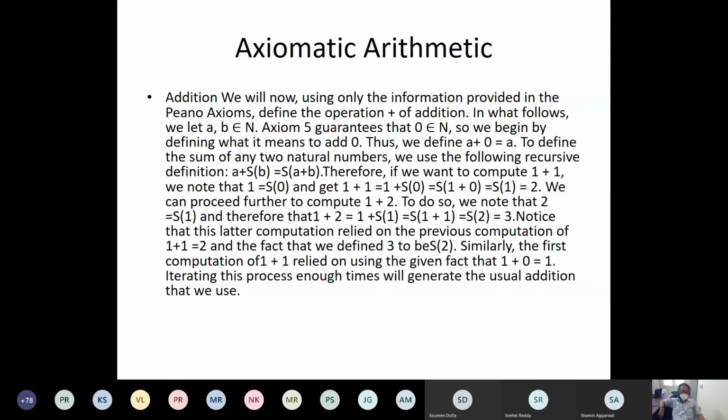Thus, we define a plus 0 equal to a. This is by definition.